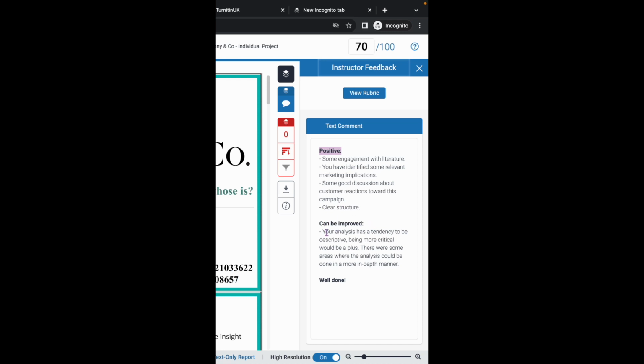What could be improved? Your analysis has a tendency to be very descriptive. Being more critical would be a plus. So I think I went too theoretical for this. Maybe a bit more practical approach would have been good. There were some areas where analysis could have been done in a more in-depth manner.